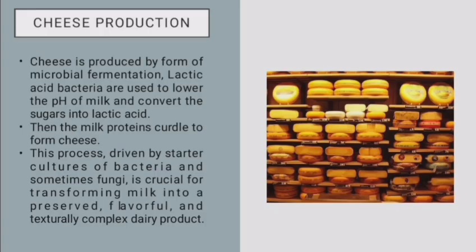Production. Cheese is produced by microbial fermentation. Lactic acid bacteria are used to lower the pH of milk and convert the sugars into lactic acid. As a result, the milk proteins curdle to form cheese. This process, driven by starter cultures of bacteria and sometimes fungi, is crucial for transforming milk into a preserved, flavorful, and texturally complex dairy product.